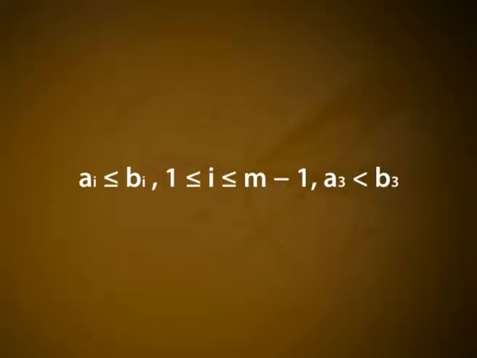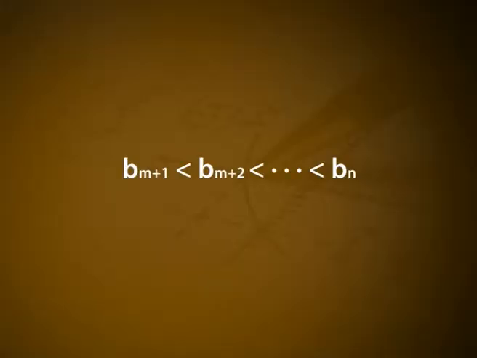The first two places are equal. So, m equals 3 makes ai less than or equal to bi, 1 less than or equal to i less than or equal to m minus 1, and A3 less than B3. The condition Bm plus 1 less than Bm plus 2 less than etc., less than Bn cannot be checked here as the maximum value of indices is 4. There are 24 different numbers by the theory of permutations.